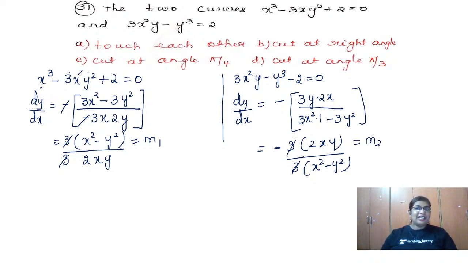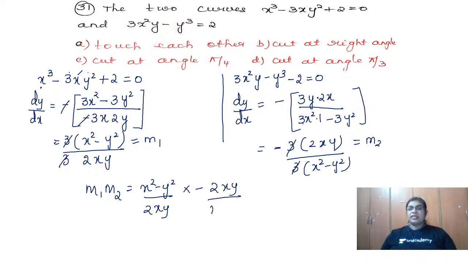Now look at m1 and look at m2. Take its product, m1 m2. What is m1 m2? It is (x square minus y square) by 2xy into minus 2xy by (x square minus y square). So look what is happening here. 2xy gets cancelled, x square minus y square gets cancelled, and you got minus 1. What you know about the product of the two slopes, m1 m2 is equal to minus 1? Then the two lines are perpendicular. The two curves are perpendicular to each other.